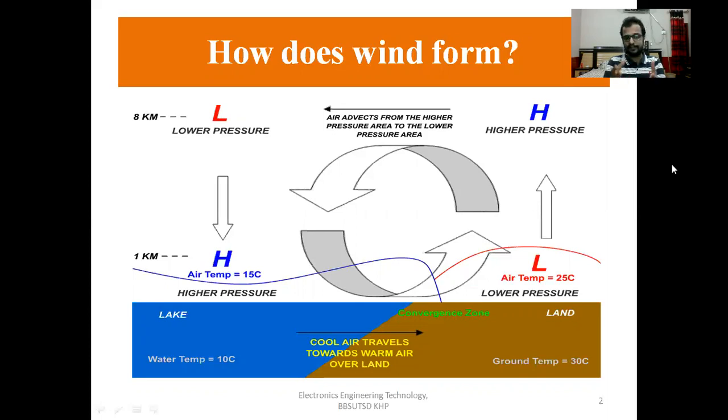The image in front of you on the screen shows the circulation of air. Let's suppose there is lower pressure, the red L, and then there is higher pressure. So when air moves from higher pressure to lower pressure, the temperature is lower at that place. In this way, air moves from high pressure to low pressure, and that movement of air is known as wind.